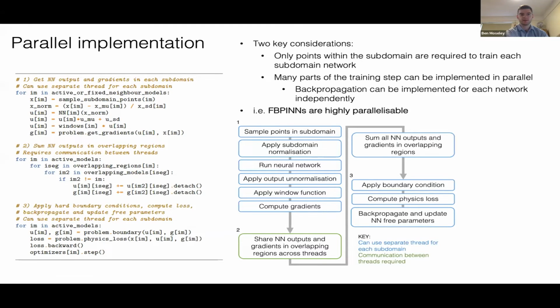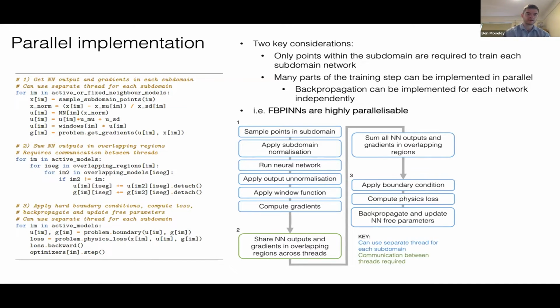And then there are also many parts of the training loop that can be implemented in parallel. For example, all the steps that are color-coded blue in the bottom right plot can each be run in a multi-threaded way. We can sample all the points in each subdomain. We can run each subdomain neural network in a parallel way. We can apply the window function, and we can even compute the gradients of the subdomain network with respect to its inputs in a parallel fashion too. In fact, the only step where there's communication between the domains is when we're sharing the outputs of the neural networks and their gradients in these overlapping regions of the domain.